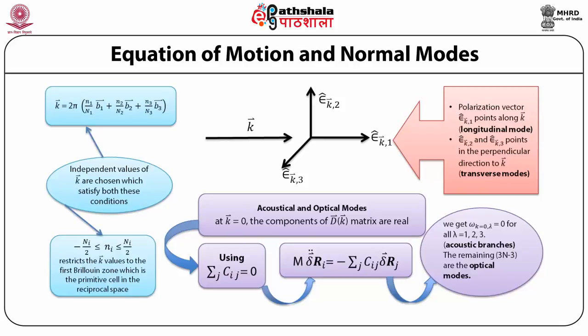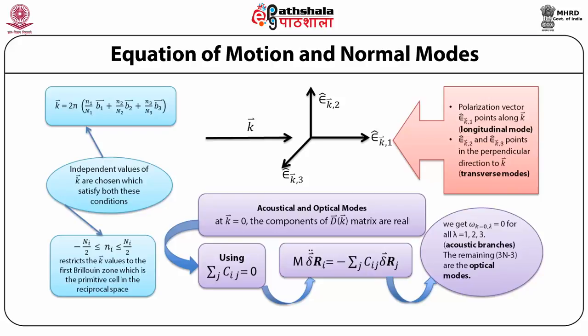Now this second condition restricts the k values to the first Brillouin zone, which is the primitive cell in the reciprocal lattice. So you see that you have a primitive cell in real space and also a primitive cell in the inverse space, the reciprocal space, and in the reciprocal space it is the first Brillouin zone. Therefore in the first Brillouin zone the total number of k values is n, and there are 3 normal modes for each k value, which gives us a total of 3n normal modes.